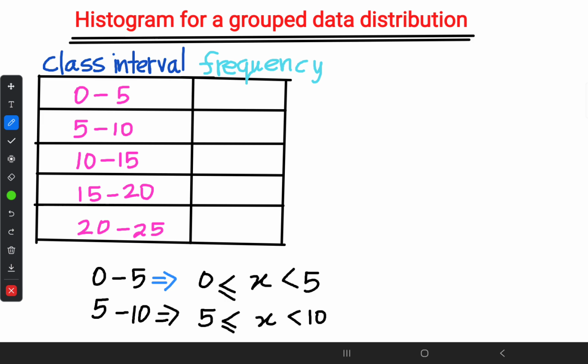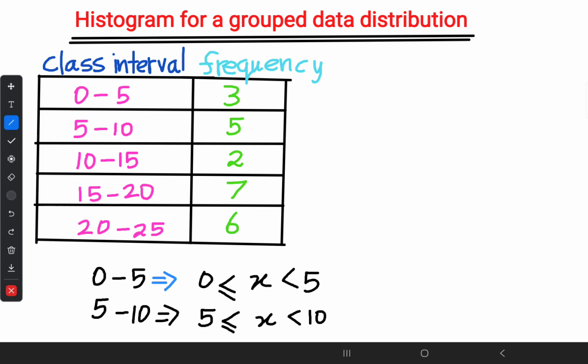Okay, for frequency, I'll give you random values. By using that, let's plot the histogram. So the frequencies here are 3, 5, 2, 7 and 6. These are the frequencies we have. By using these frequencies, we are going to draw the histogram. A histogram is a kind of data representation method.